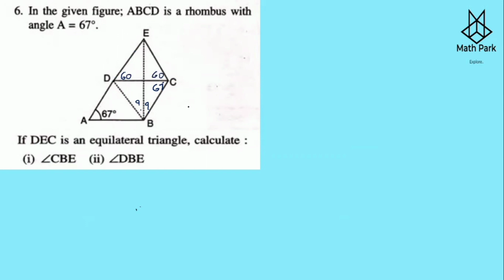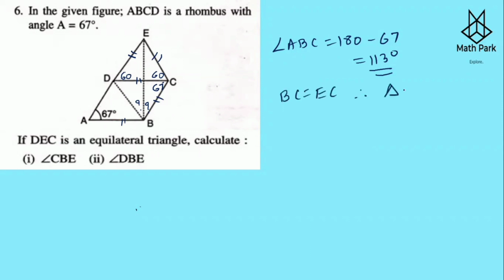Now let us focus on the angle ABC. So we have angle ABC is equal to 180 minus 67, which is 113 degrees. We got this angle ABC as 113 degrees, and DEC is an equilateral triangle. So all its sides are equal. Since all sides of a rhombus are equal, we now get BC is equal to EC. So therefore, we get triangle BCE is an isosceles triangle.